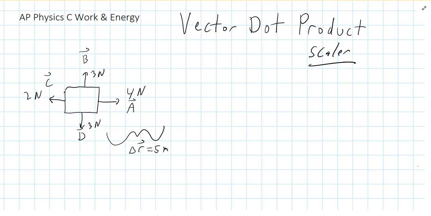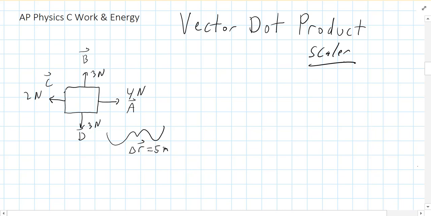You don't say work to the right or work up or work at 30 degrees north of east or anything like that. Work is a scalar. It's like money. Money's a scalar. You don't have a direction to it. Now, by the way, another note on that, force times displacement is newtons times meters. That's equivalent to a joule. A joule is defined as a newton times a meter.